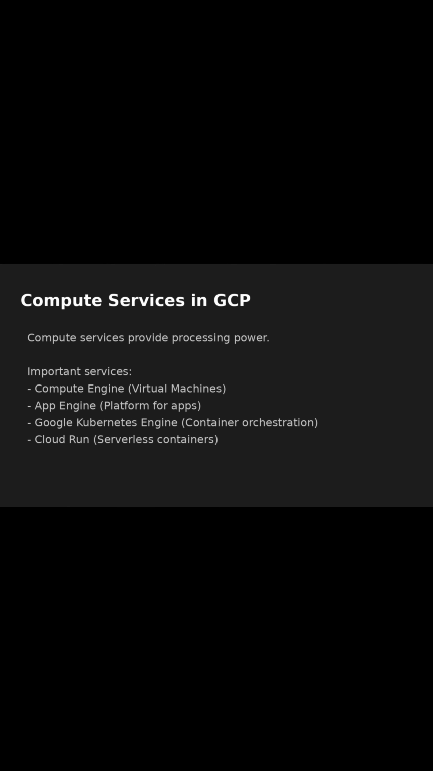Compute services provide the computational power needed to run applications and workloads in the cloud. One of the most widely used services is Compute Engine, which allows users to create and manage virtual machines. Another service is App Engine, which allows developers to build and deploy applications without managing servers. Google also provides Google Kubernetes Engine, which is used for container orchestration and managing microservices. Another popular service is Cloud Run, which allows developers to run containers in a fully managed serverless environment.